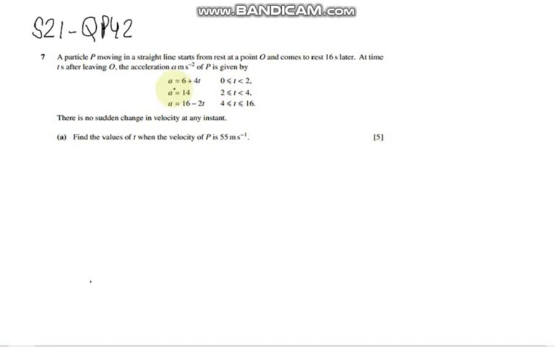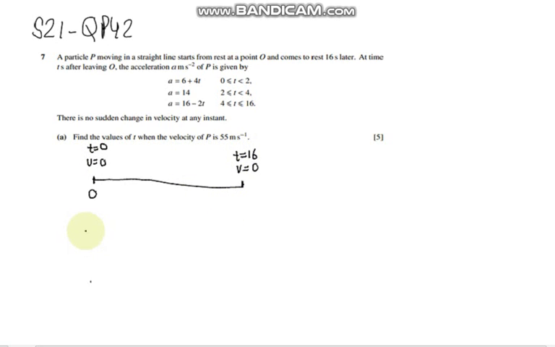We have to integrate them. So let's first write the initial conditions. It says that particle P starts from rest at point O. Over here the initial velocity was 0 at time t equals 0, and at t equals 16 seconds it says that the velocity is again 0, and we need to find the time when the velocity is 55.